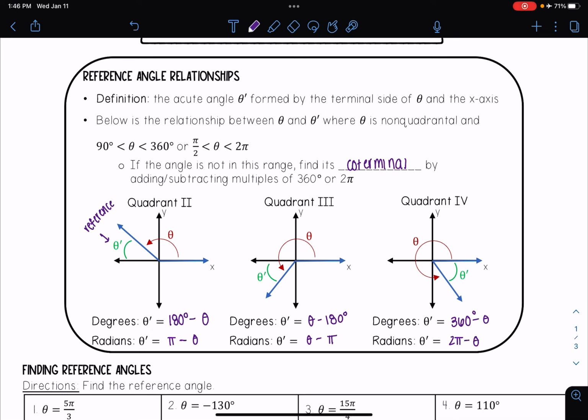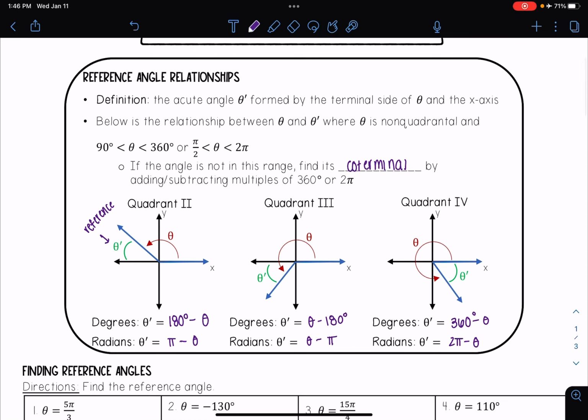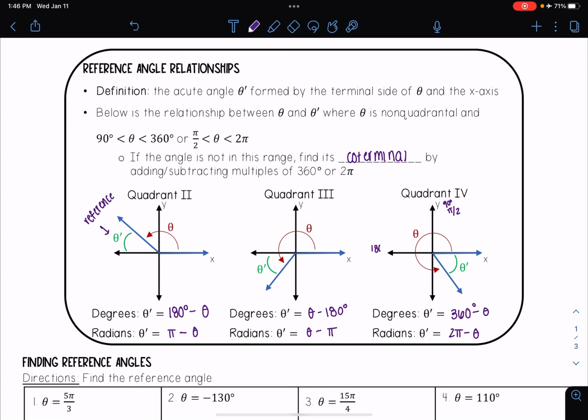Because remember, when we're looking at this x-axis, the first one is going to be 90 degrees, and the equivalent to that is pi over 2. The next one is 180 degrees, and that equivalent is pi. And then 270 degrees, and that is 3 pi over 2. And 360 degrees, or 2 pi.